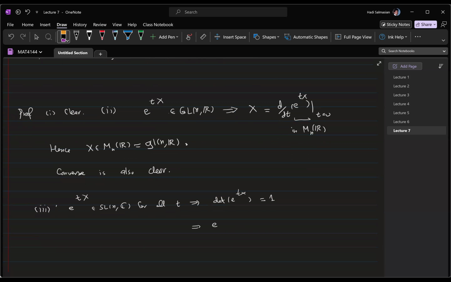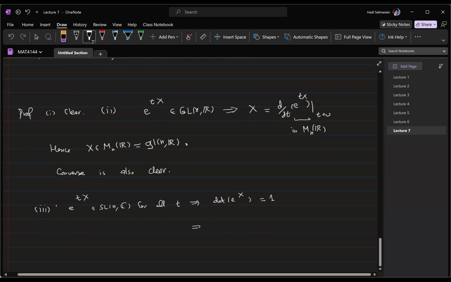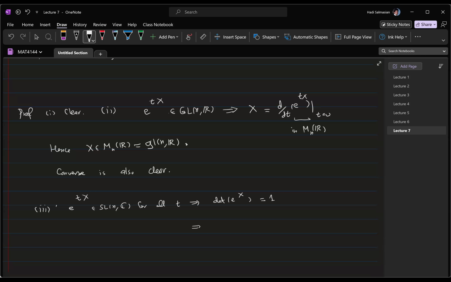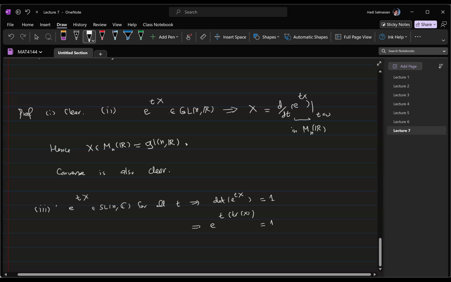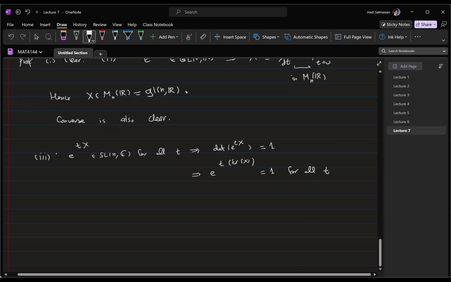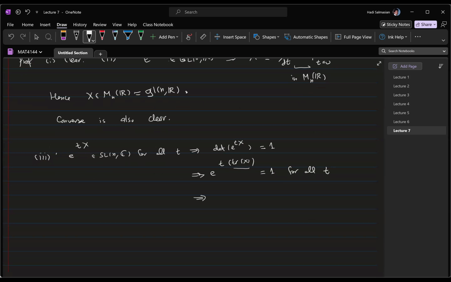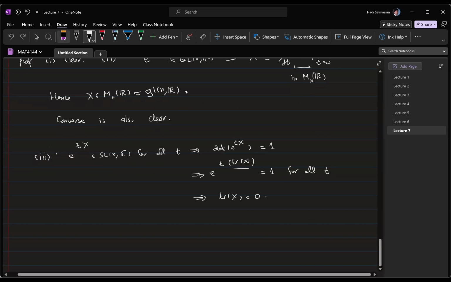In fact, it's enough if you set it just equal to 1. So this means that the trace, I actually need the parameter, sorry. So then e to the power t times trace X is 1 for all t, because the trace of tX is t times trace of X. As a consequence, the exponent should be 0. You can't have a non-zero number here. Just differentiate, and the derivative is trace X. The derivative of e to the t times trace X is equal to 0.